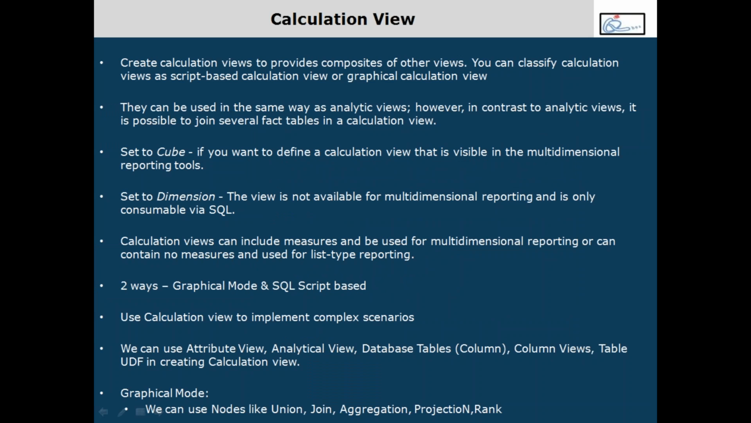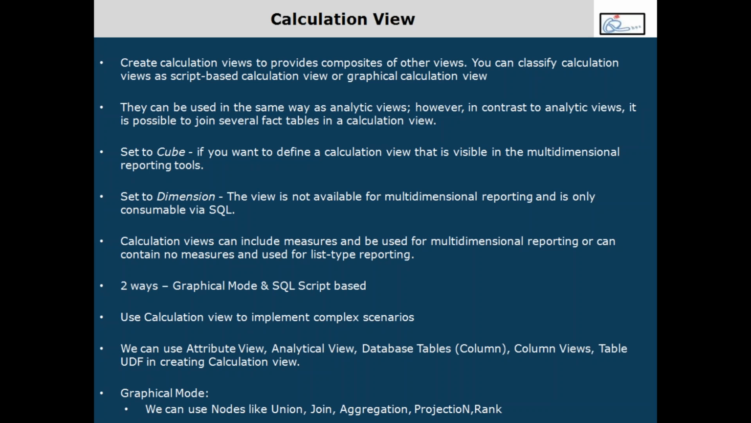Next is the data category property. When you're creating a calculation view, we can have cube, dimension, blank, and star join. There are two ways of creating a calculation view, which could be graphical mode or scripting based calculation view. So we use calculation view to implement complex scenarios. Now next, this is a very, very important point.